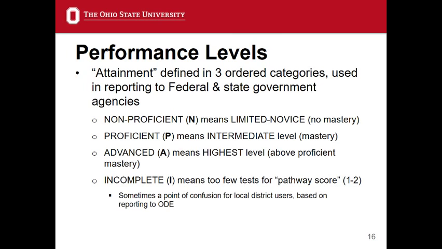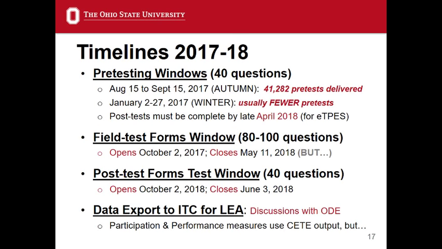Incomplete means there are too few tests for a pathway score, that is 1 or 2 tests, and this can sometimes be a point of confusion based on reporting to ODE. So we've done a number of things to try and enhance the website interface and the reporting that we provide.